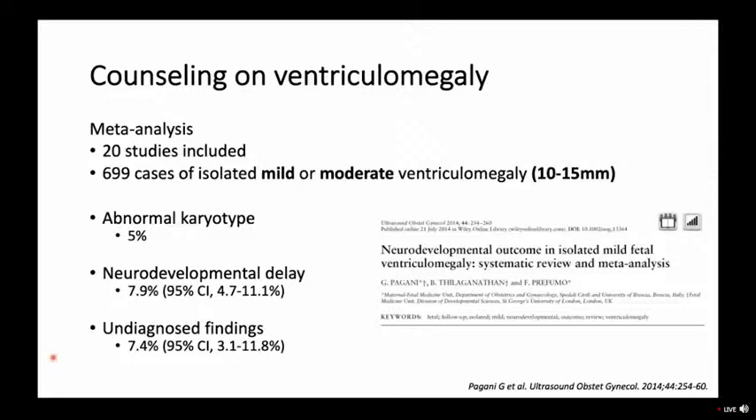So under 15 millimeters, 95% of babies have a normal karyotype. So of those amnios, 1 in 20 is going to be abnormal. Only 8% of those babies have any delay in their learning, so 92% of them are normal. And we do find some additional findings, but it's still pretty rare. 93% of babies have no other finding other than just mild or moderate ventriculomegaly.